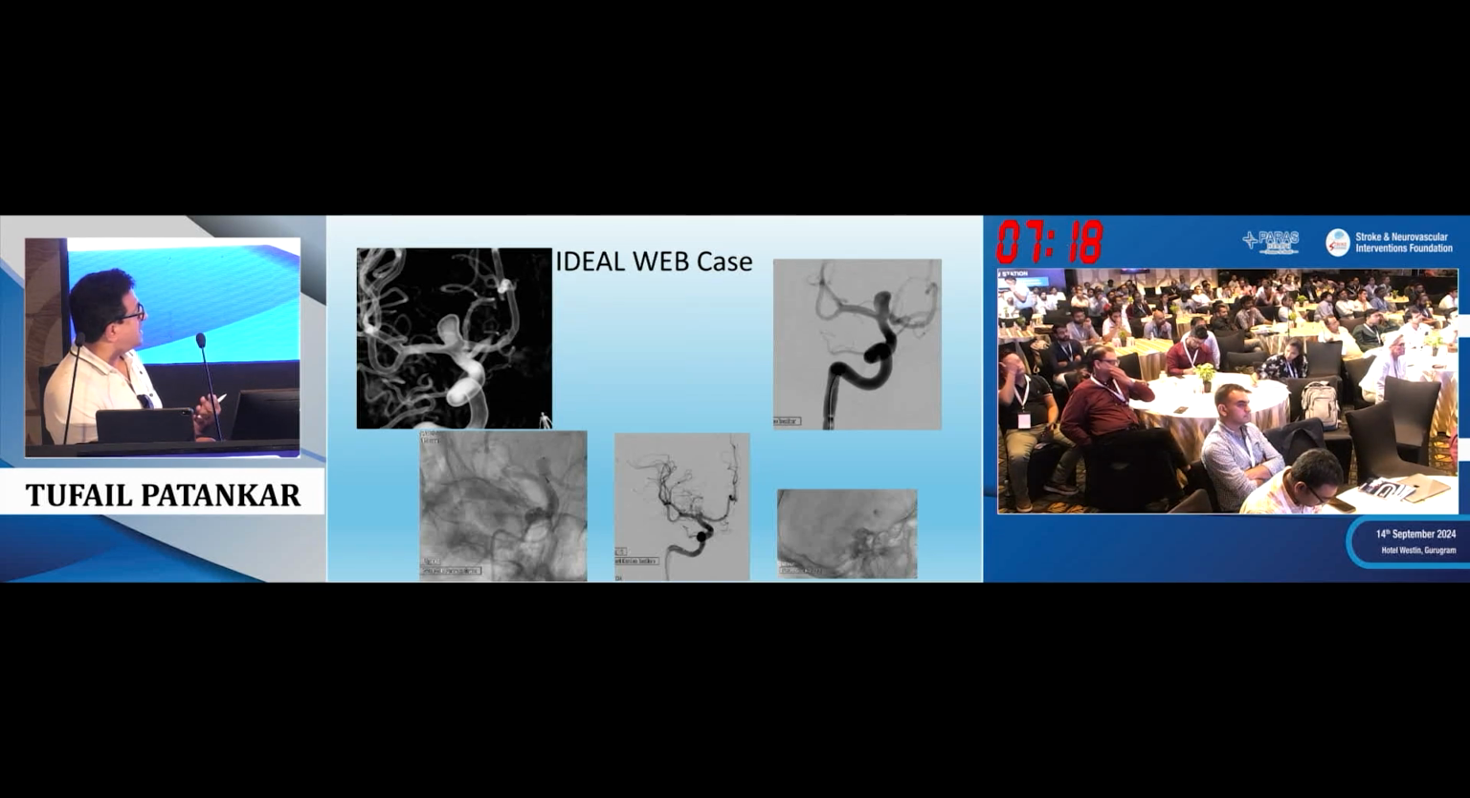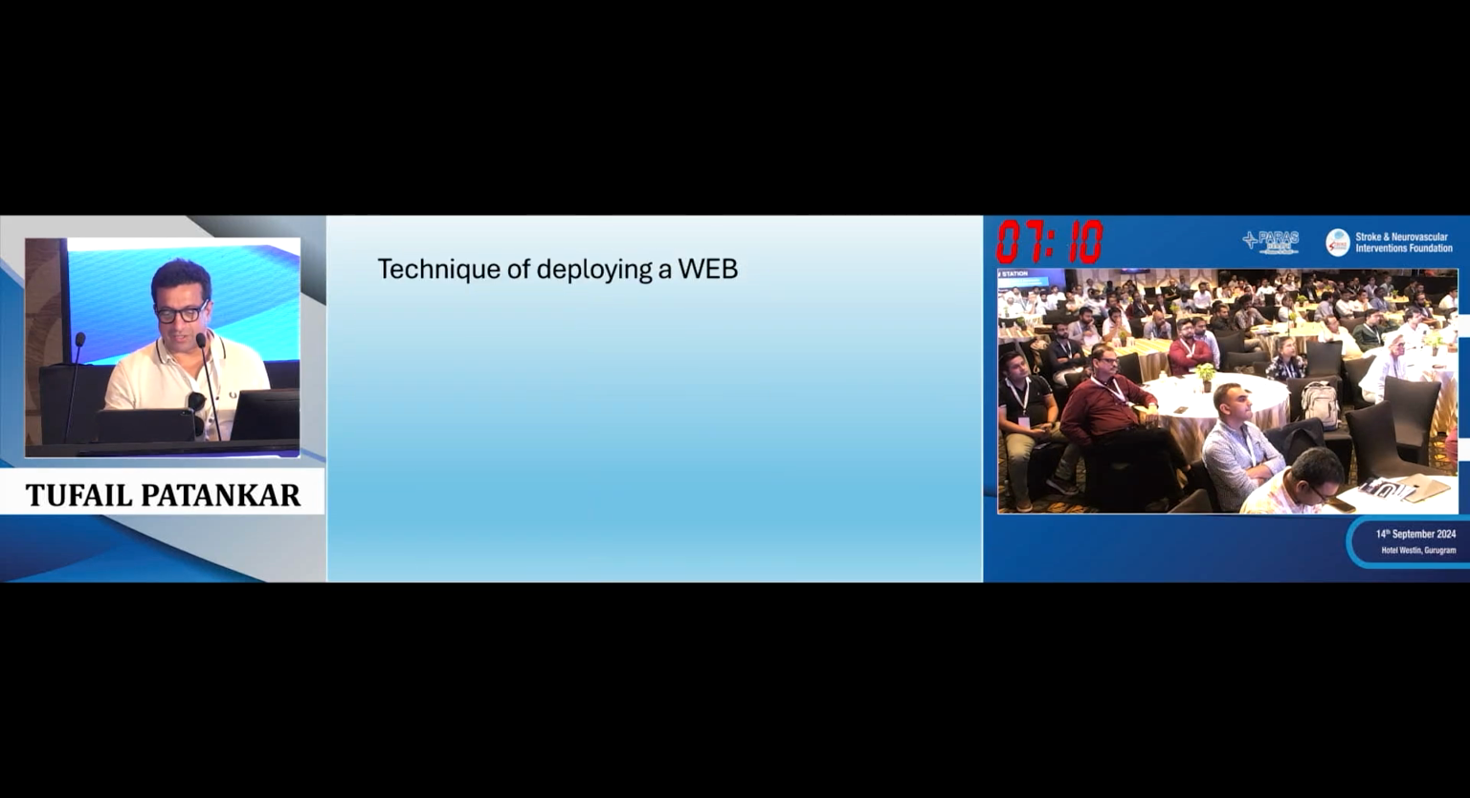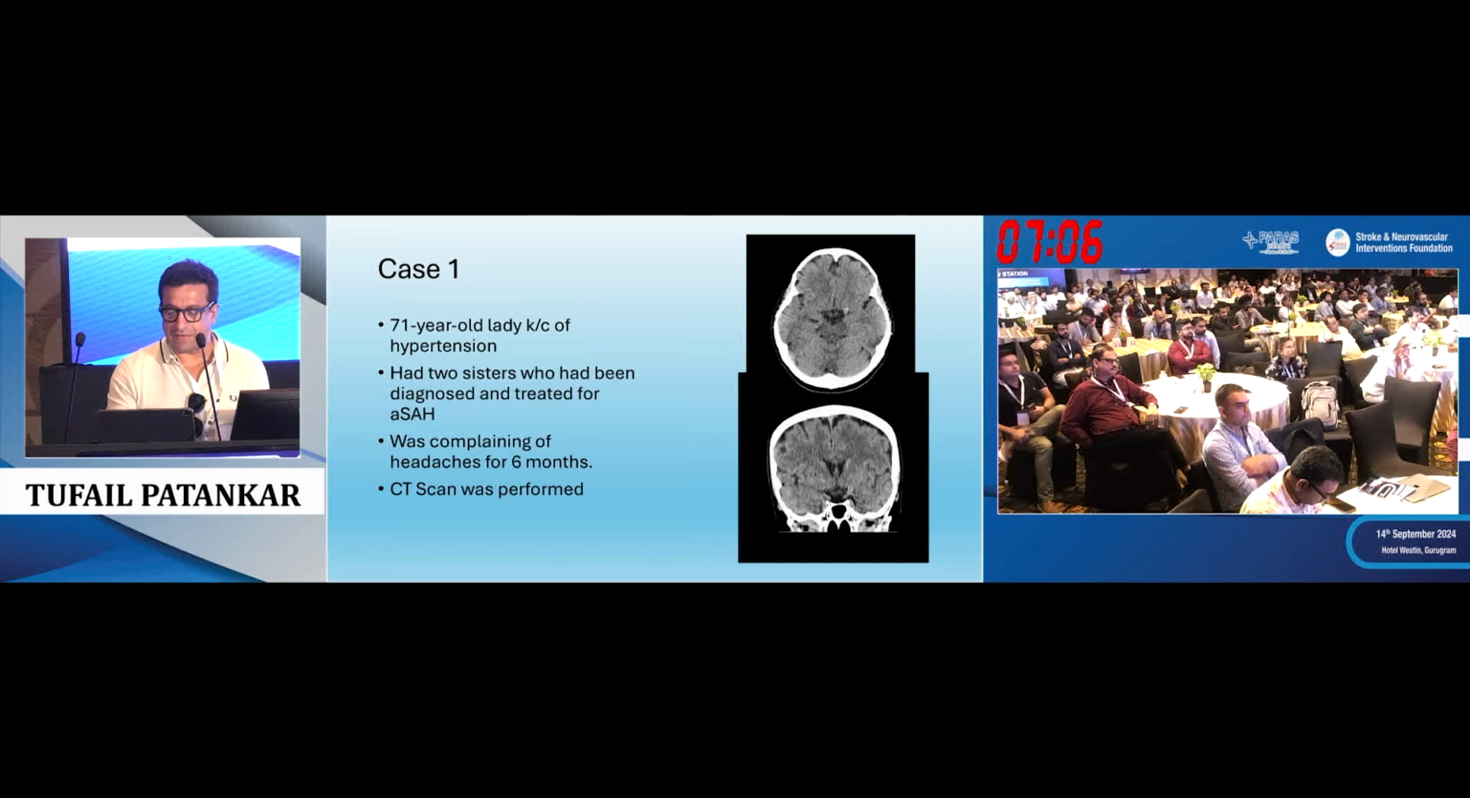But you can see this is an ICA termination aneurysm. It looks like a web. And I know that I don't want to put anything else. Web will do a great job. How do I deploy a web? Here is a 71-year-old.